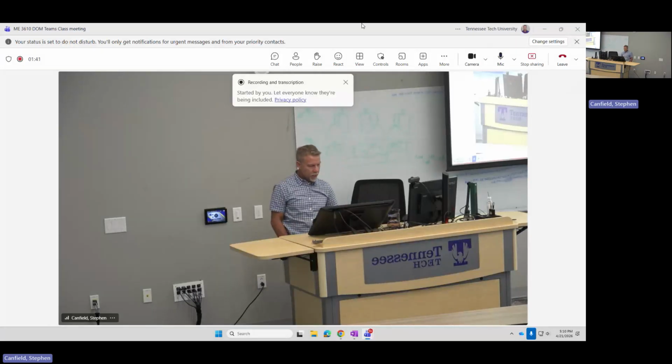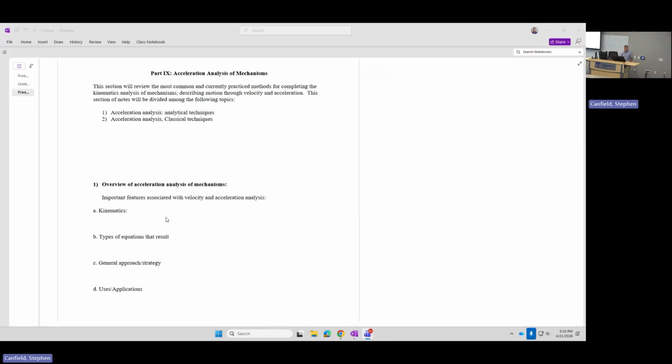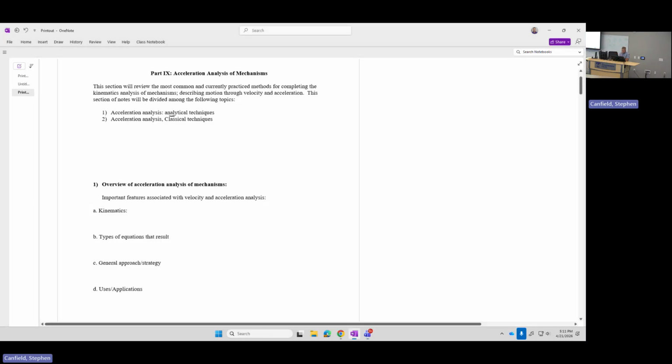Mechanics Machinery course lecture on acceleration analysis. Here we go. We've got this in our notes. This section is going to look at the acceleration analysis of mechanisms. We will look at analytical techniques. We will not look at classical techniques.